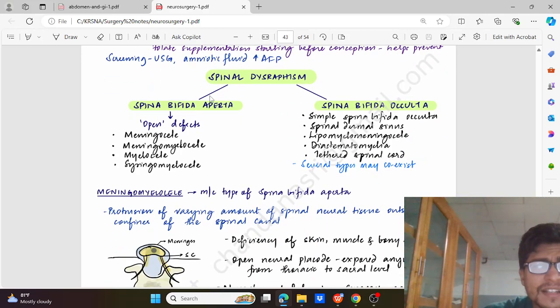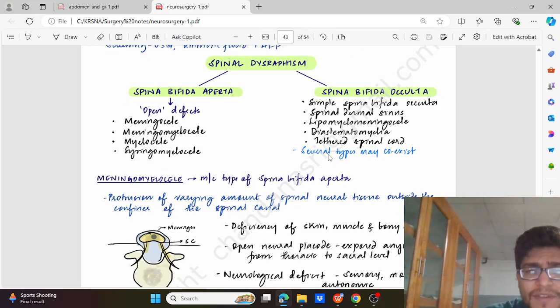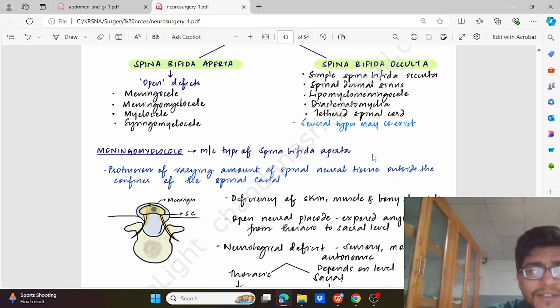Now the types of spinal dysraphism: spina bifida aperta, where we have an open defect, and spina bifida occulta, where there is no open defect. Types of open defects are meningocele, meningomyelocele, myelocele, and syringomyelocele. Then spina bifida occulta: we have simple spina bifida occulta, spinal dermal sinus, lipomyelomeningocele, diastematomyelia, tethered spinal cord, and sometimes several types may coexist together.